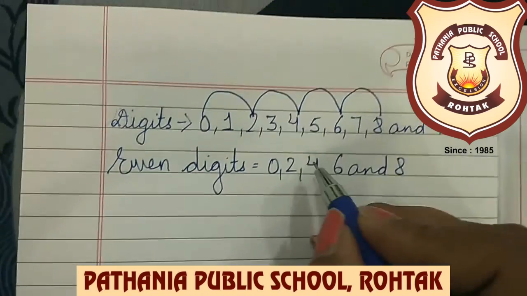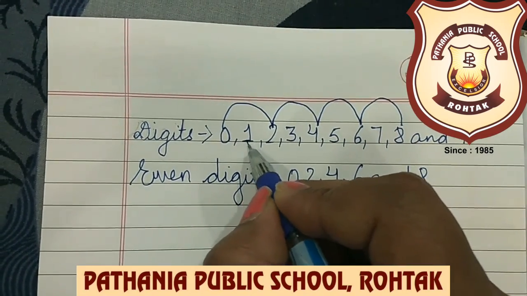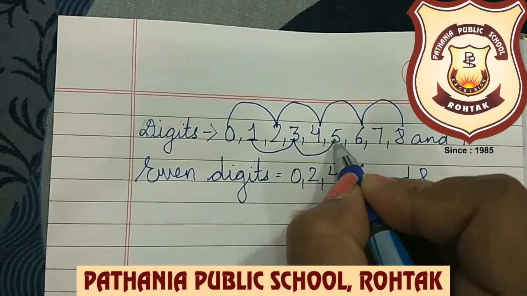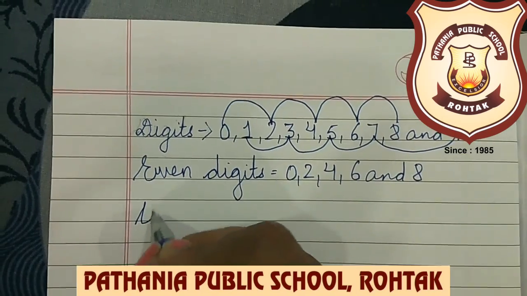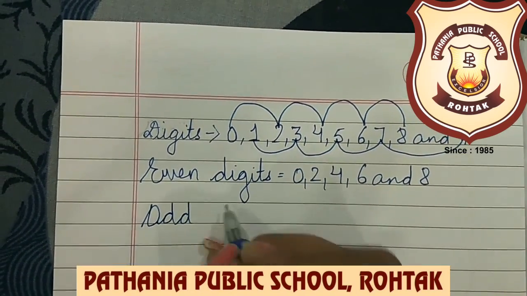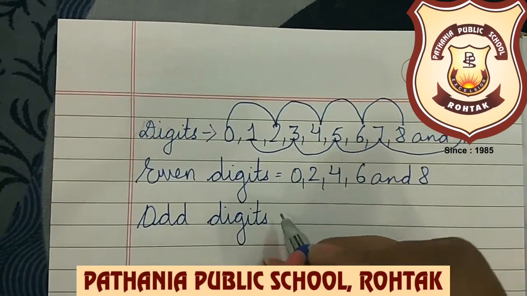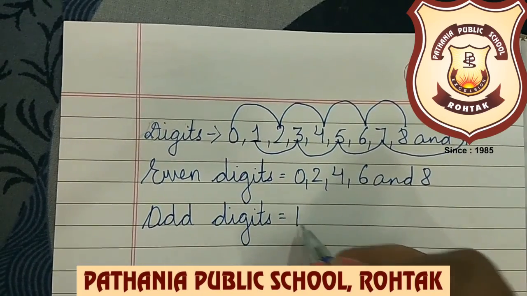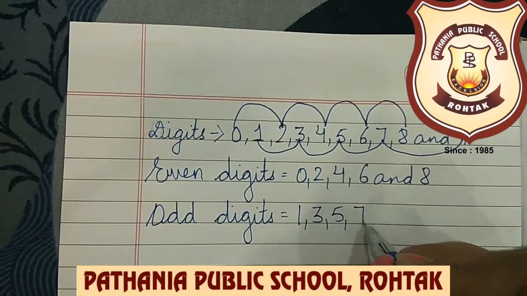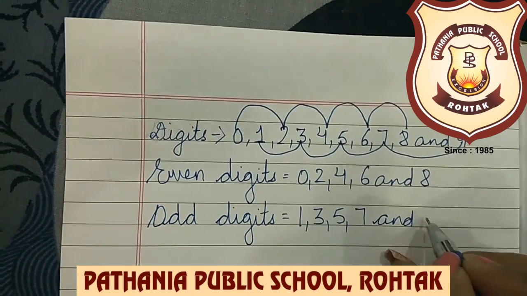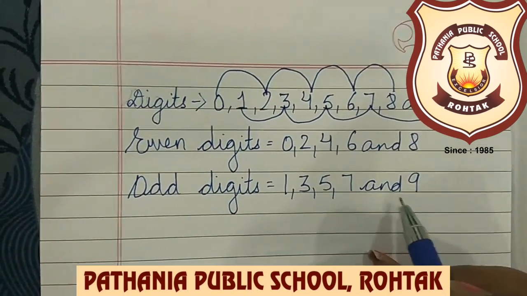And yes, the digits which do not come in 2's table are known as odd digits. Means 1, 3, 5, 7 and 9. These digits are odd digits. And why are these digits odd digits? Because they do not come in 2's table. So we got our even digits and odd digits. So what are our odd digits? 1, 3, 5, 7 and 9. So beta, among our 10 digits, 5 digits are even and 5 digits are odd.